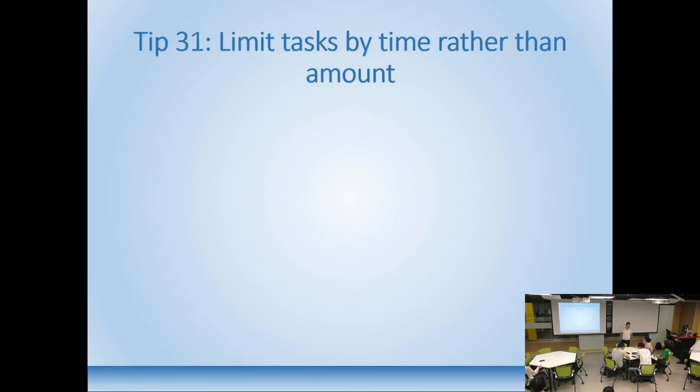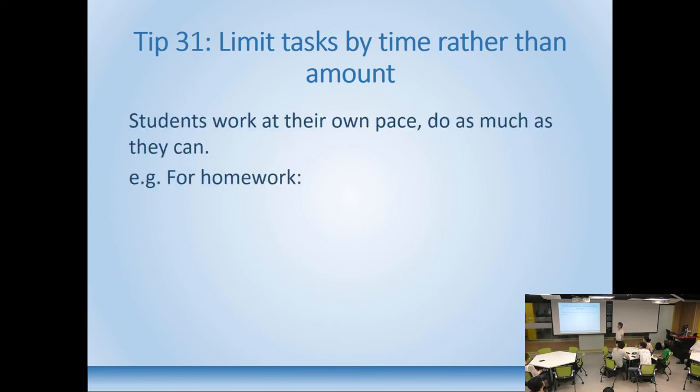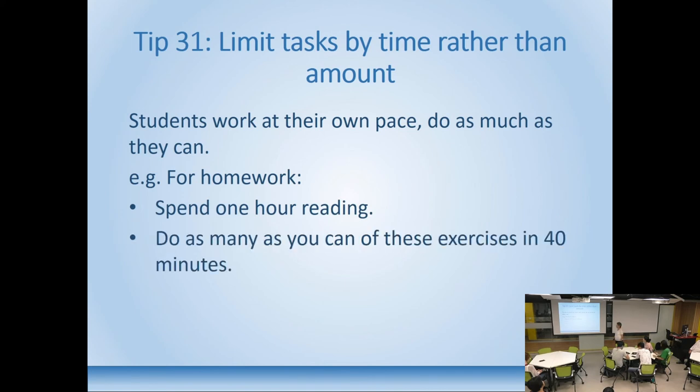This is a useful tip for mixed ability classes. Limit tasks by time rather than amount. In other words, spend 1 hour reading. Do as many as you can of these exercises in 40 minutes. Instead of saying, do exercises B, C, and D, you say, here are exercises B, C, and D. Take 40 minutes and do as much of them as you can.